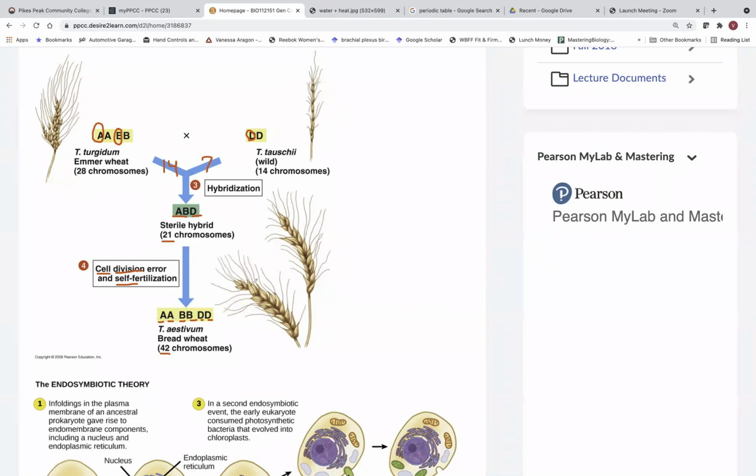Because this had an odd number of chromosomes and this has an even number of chromosomes, it can in turn be fertile, unlike its parent that was sterile. So, okay, I hope that helps a little bit with that alloploidy, meaning that it has more chromosomes than its parent.